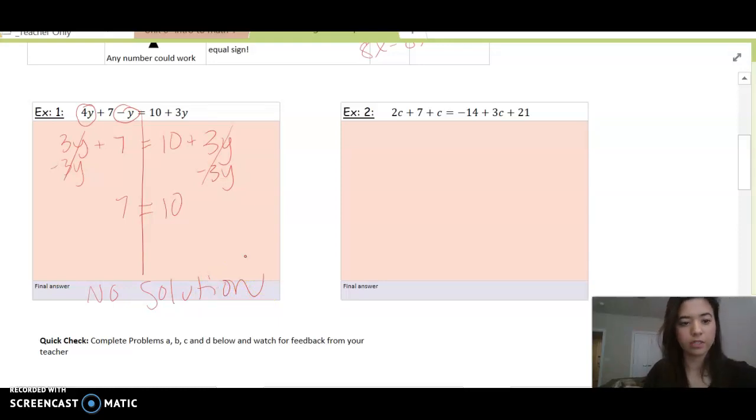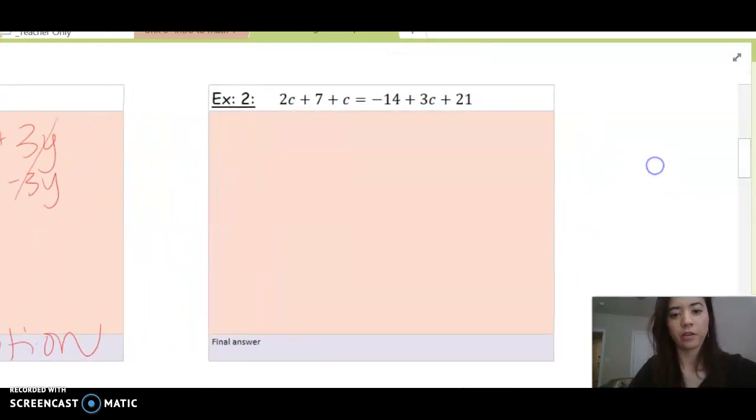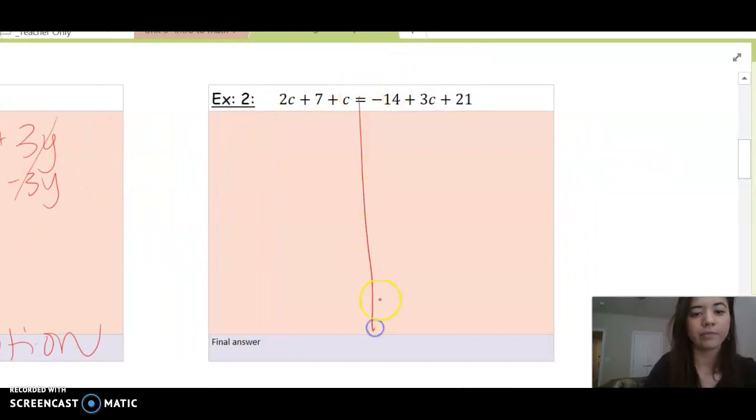All right, let's do this next one. Draw my line on my equal sign. Start by simplifying. Again, I don't see any number outside of any parentheses, so I can't distribute, but let me check to see if I can combine like terms. I have a 2c and a plus c, so that's going to give me 3c's plus 7.